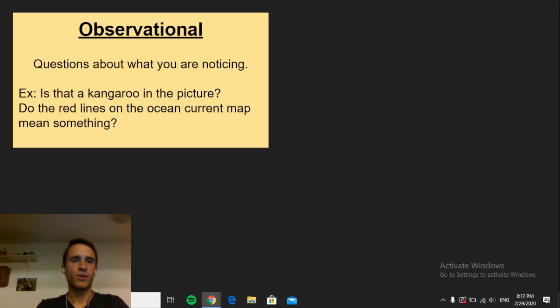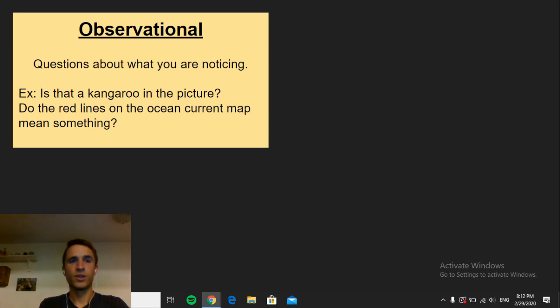So an example of this, right? You look at the picture of the wildfire with the kangaroo and you ask the question, is that a kangaroo in the picture? Maybe you're looking at an ocean current map and you ask, do the red lines on the ocean current map mean something, right? They're questions about things you're noticing, generally with your 5 senses, right? Generally, guys, as a teacher, when students ask me observational questions, those are generally easier to answer. Doesn't mean they're not important. They're very important, right? Because you need to answer those questions in order to understand the phenomenon. However, they tend to be easier to understand because they often are yes or no, or very straightforward answers, right? But they're still very important answers about what you're noticing with the phenomenon.